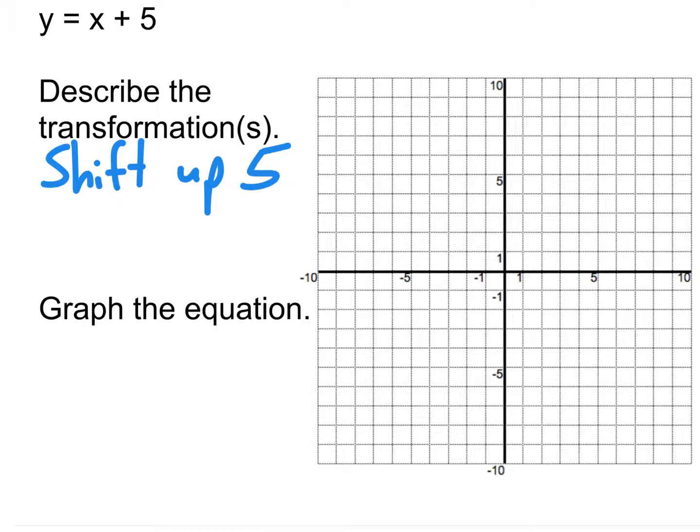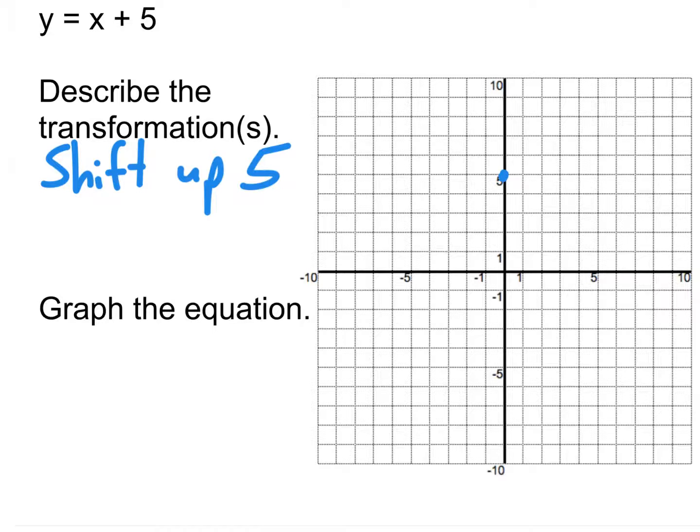Because it's positive, that's why it's going up instead of down. And one of the trends you'll see going forward is every time we add or subtract, it's always a shift of some sort. All right, so once we know that it's shifted up 5, we can go ahead and plot that first point. So it shifted up 5 for our first point.